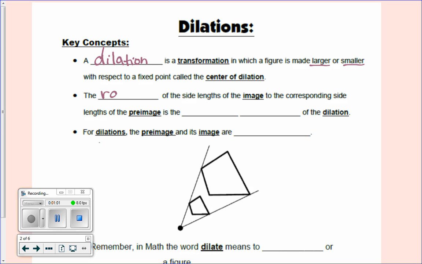The ratio of the side lengths of the image to the corresponding side lengths of the pre-image is the scale factor of the dilation. Remember, we learned that on Wednesday. Image is the new and pre-image is the original, right? So new to original, right? For dilation, the pre-image and its image are similar. Similar figures. We're still talking about similar figures.